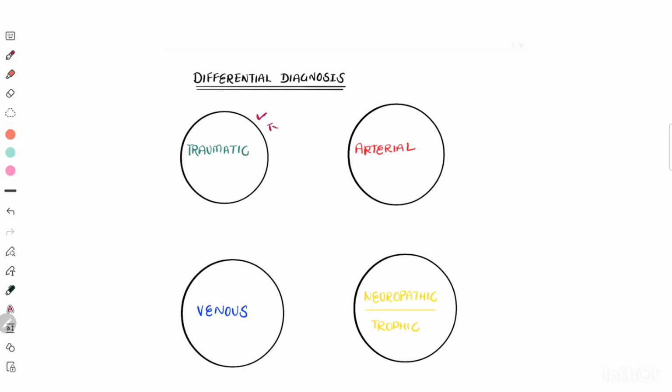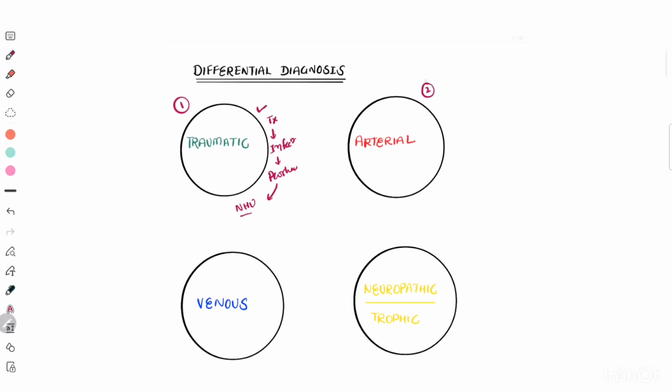Patient gives history of trauma which is superadded by infections, and infections are responsible for poor healing, so it can form a non-healing ulcer. So one cause can be trauma superadded by infection. So this is the first cause. Second, there can be arterial cause.